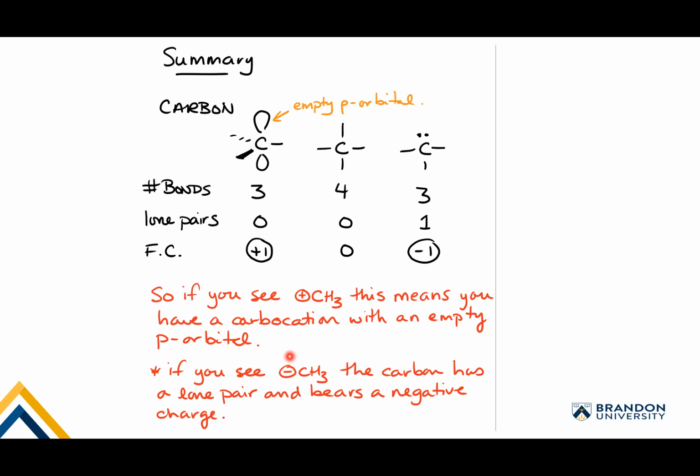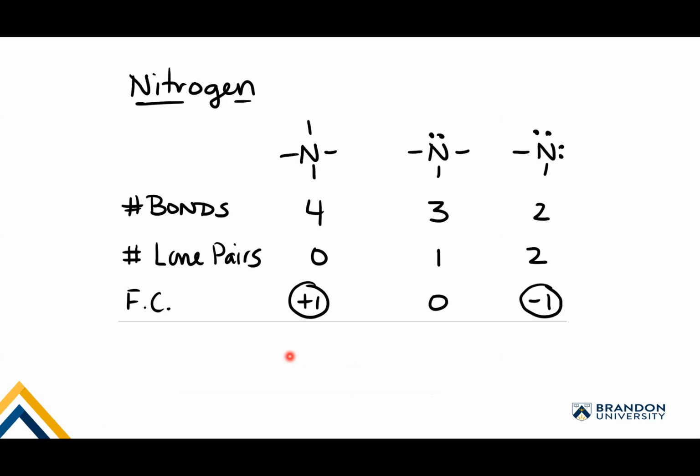Okay, so let's move on to the next for nitrogen. So nitrogen typically has got 3 bonds and a lone pair, and this would have a formal charge of 0. Replace this lone pair with a bond. It's now got 4 bonds. Typically, it's got 5 valence electrons. 5 minus 4 is 1, so it's going to have a formal charge of plus.